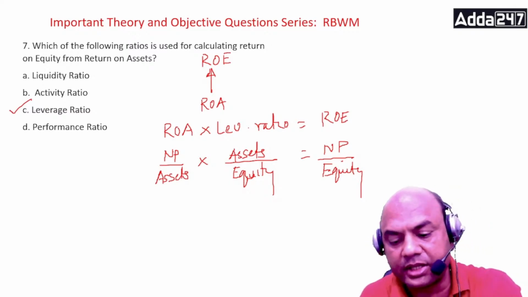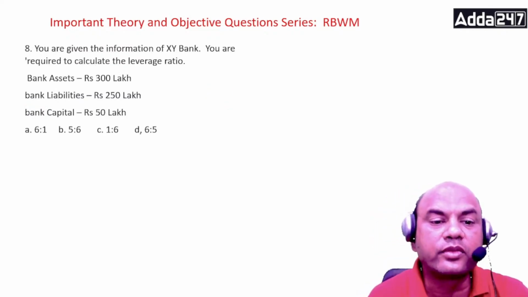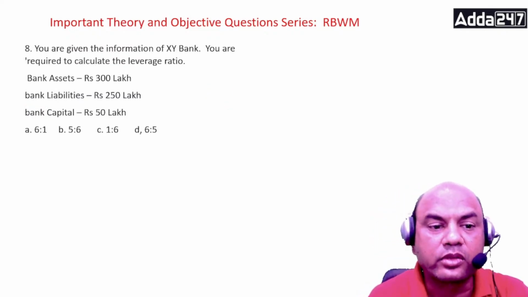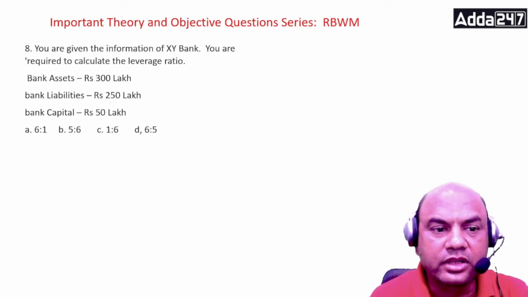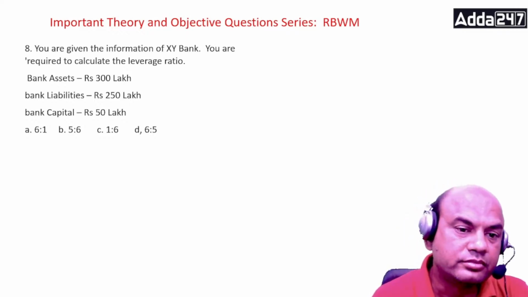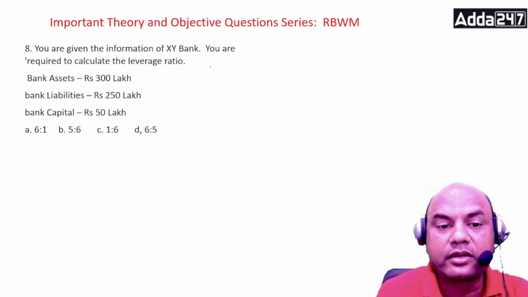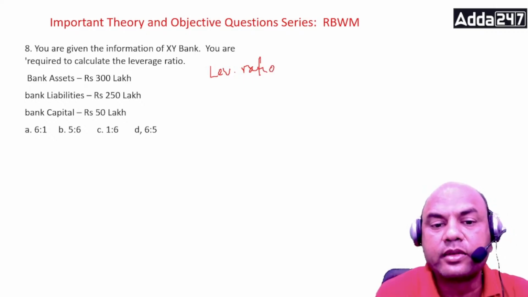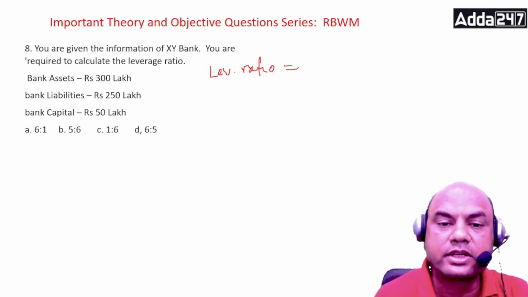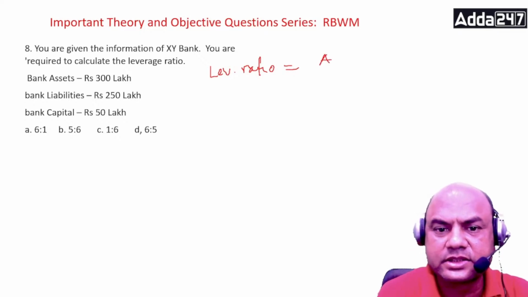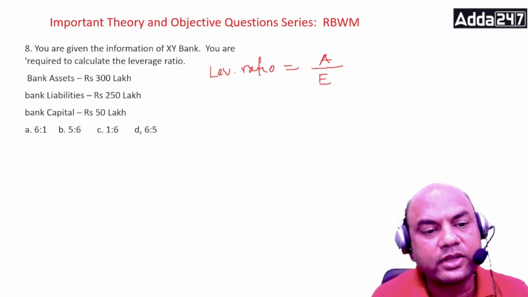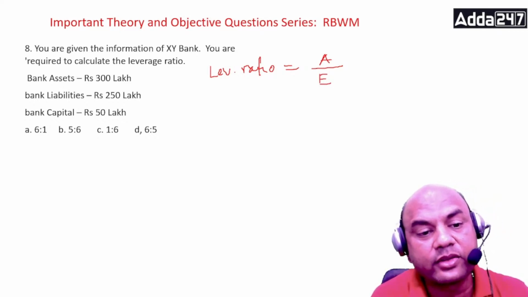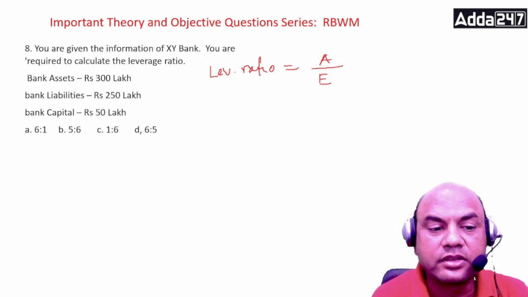Got it? Next one. You are given the information of XYZ bank. You are required to calculate the leverage ratio. So you have been given some XYZ bank details. Leverage ratio. Again, what is the formula for leverage ratio? Just now we saw it. What was that? Assets upon equity, right? So what are the assets given? Bank assets are given as 300 lakhs. Bank liabilities are given as 250 lakhs. Bank capital is given as 50 lakhs.